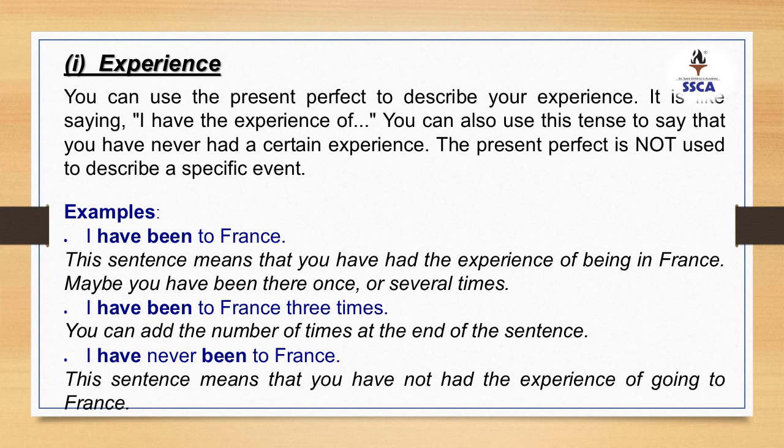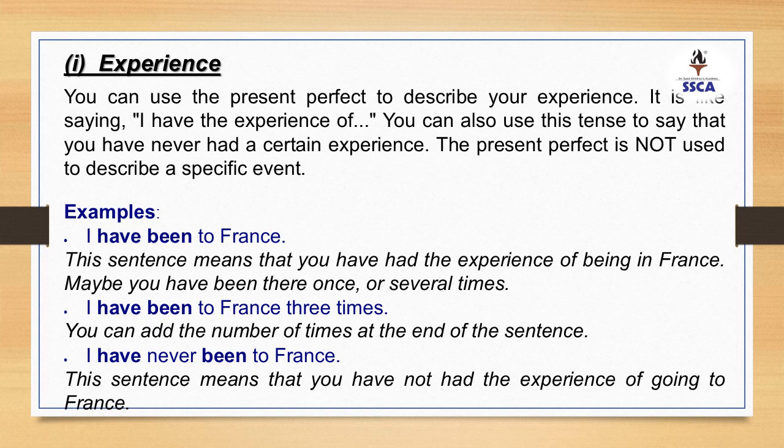As you can see here, the example, I have been to France. This sentence means that you have had the experience of being in France. Maybe you have been there once or several times, but there is no specific time, and this event is not specific because of unspecified time.